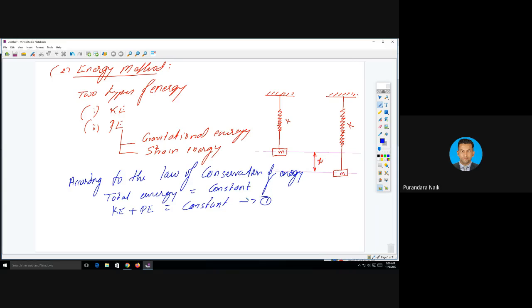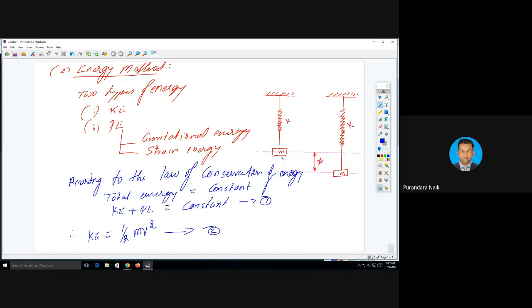Now, what is the equation for kinetic energy? Kinetic energy is equal to half m v square. That is equation number 2. What is m? m is the mass of the body. And what is v? Velocity of the body.